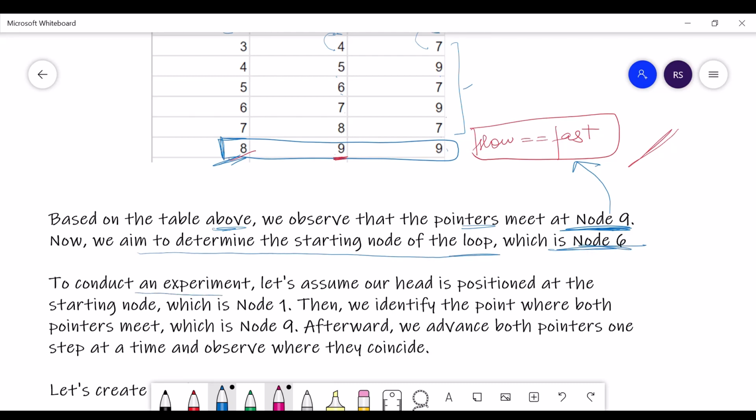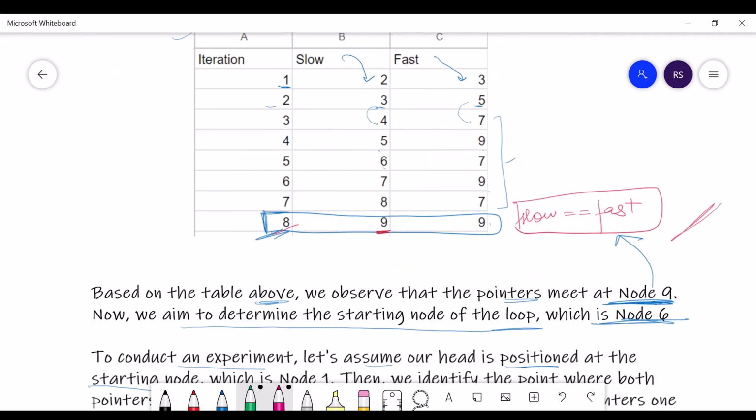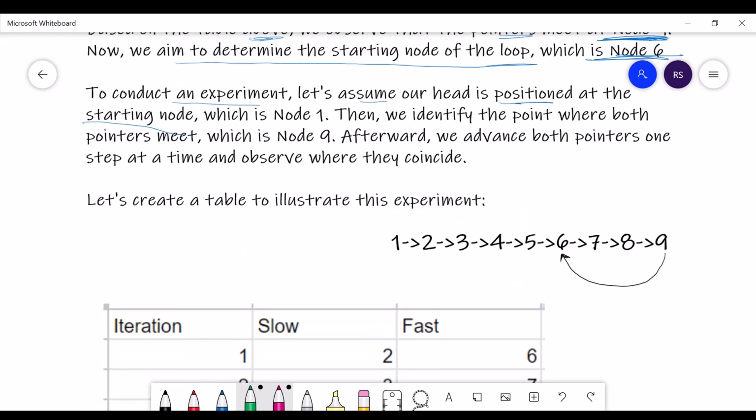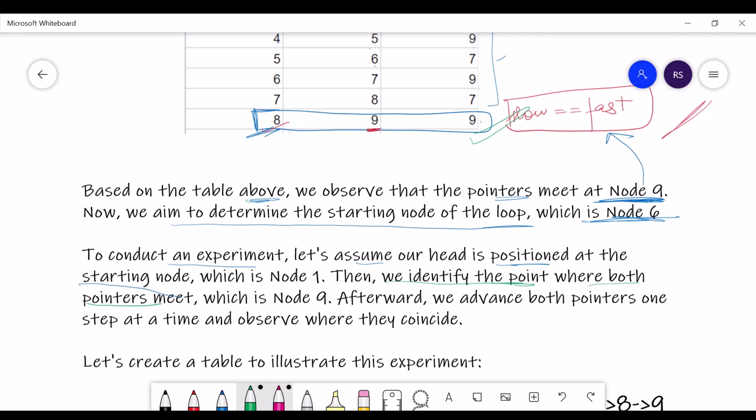To conduct an experiment, let's assume our head is positioned at the starting node. Why? We already have a reference of the starting node, which is 1. So let's say head is referring to the starting node, which is 1. Very easy, right? Then we identify the point where both pointers meet, which is node 9, as we have just seen. Afterwards, we advance both pointers one step at a time and observe where they coincide.